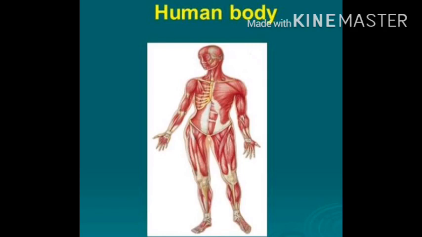The human body is made up of 206 bones and cartilages. Bones are hard, cartilage is soft and elastic. The skeleton system of a human body consists of skull, backbone, ribs, breastbone, bones in arms and legs, shoulder bones, hip or pelvic bones.